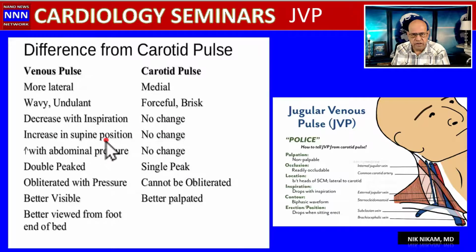And it doesn't change with position also, the carotid pulse. The venous is double peaked, whereas the arterial is just one peak. Venous is better visible, whereas carotid is better palpated. Here they made the word police. You can read through this one.